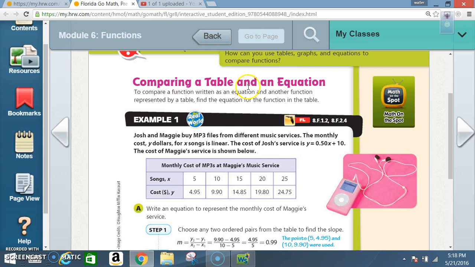Comparing a table and an equation. To compare a function written as an equation and another function represented by a table, find the equation for the function in the table.